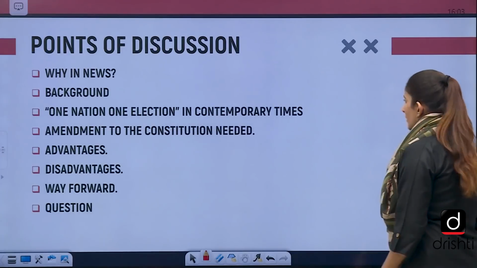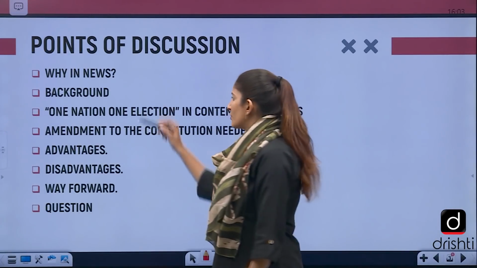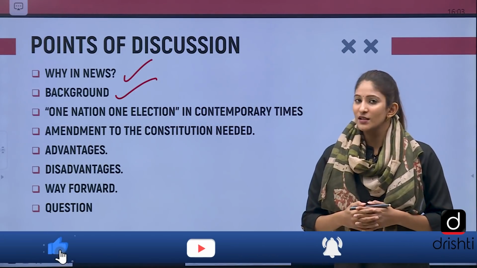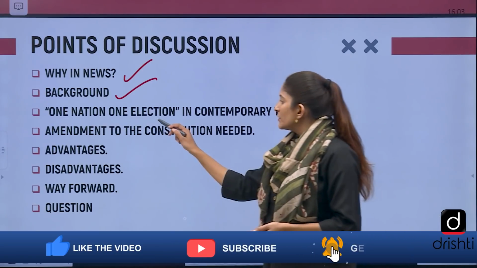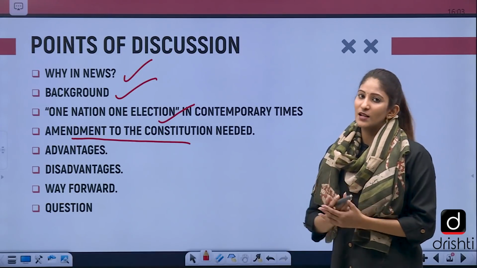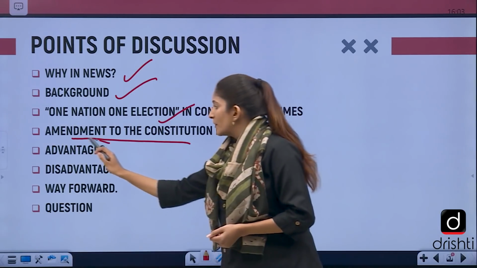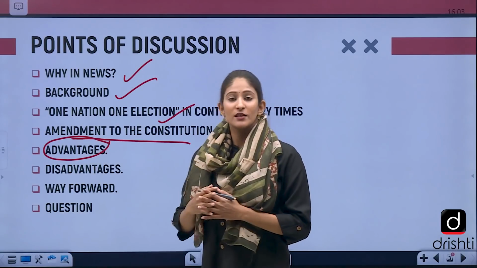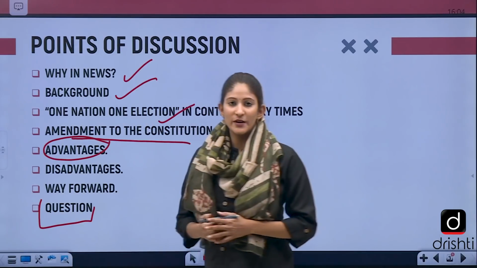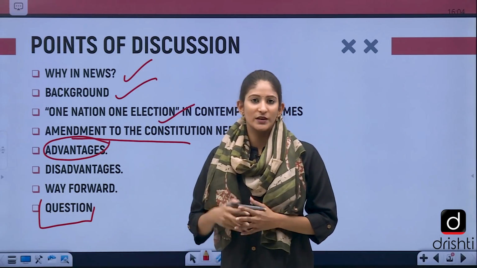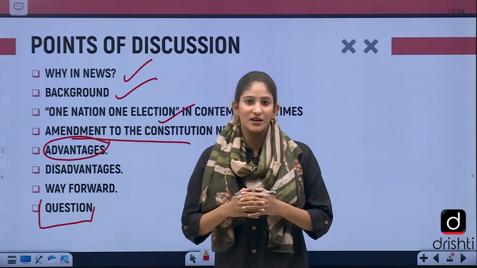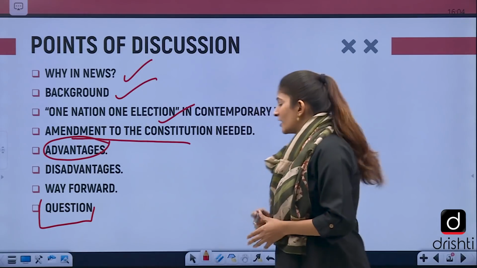First and foremost, we are going to talk about, as always, why news. We will also talk about the background of the concept. We will talk about one nation, one election concept in contemporary times. We will talk about the amendments which are needed to the constitution for making this come into practice. We will talk about advantages of this concept, the disadvantages and the way forward. And lastly, I am going to ask you a mains-based question which will be easily answered with the help of this segment. But I am also going to ask you a prelims-based question in the midst of the segment as always. So let's begin with why news.